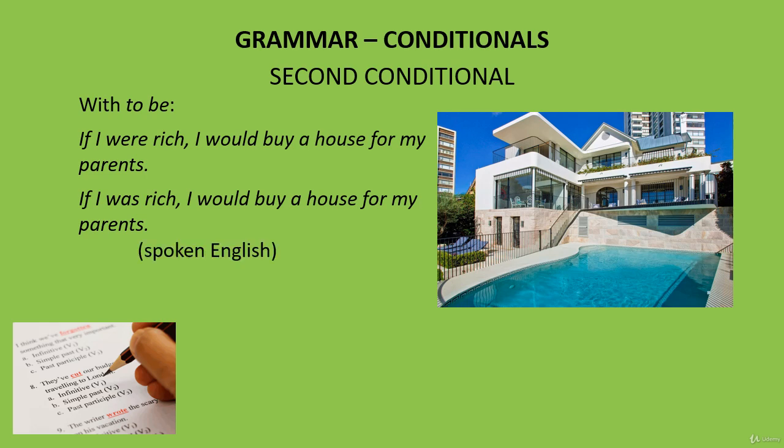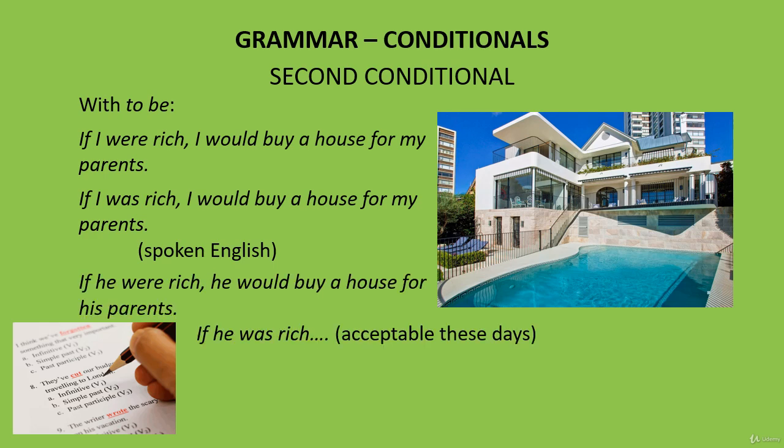Also, if he were rich, he would buy a house for his parents. Again, normally, with he, she, and it, we use was, but not in the second conditional. However, saying or writing if he was is acceptable these days, but I suggest you write and say if I were, or if she were, he were, if it were.